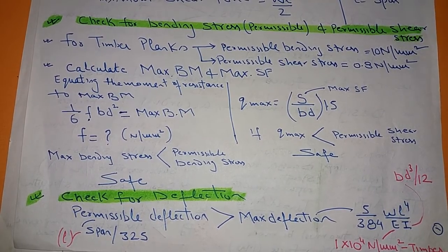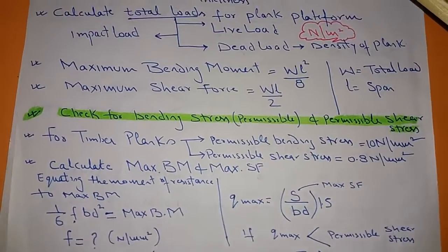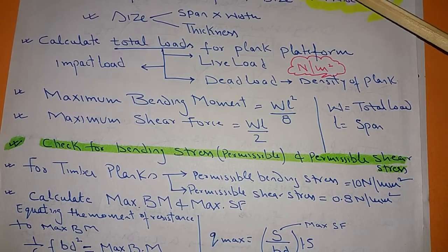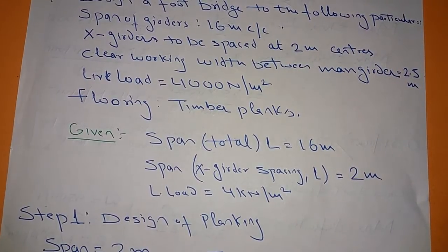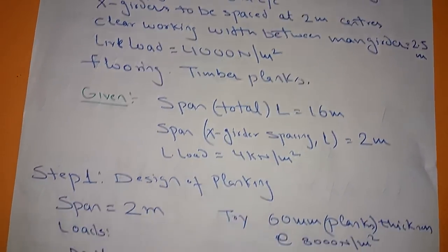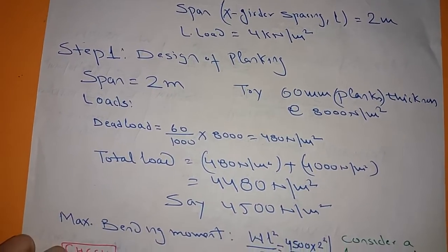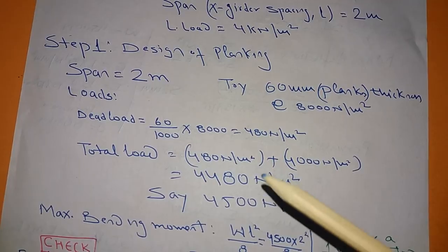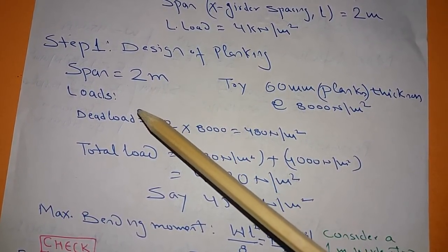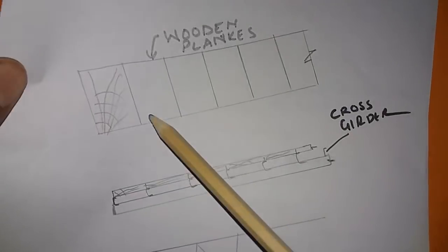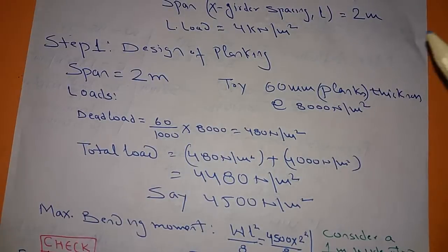Now let us solve the design of planking according to these steps, for that particular numerical which we discussed in the starting. Now how to start this? Design of planking. In this case, as we discussed, the span is 2 meter only.